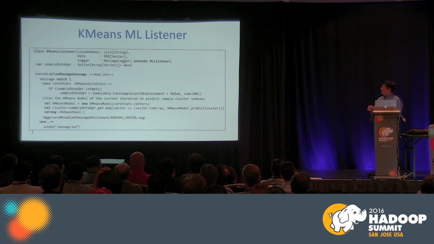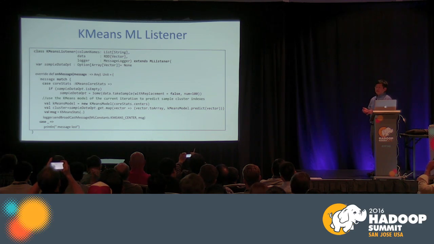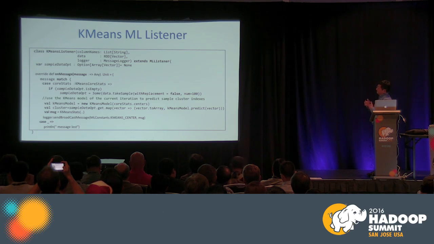So that takes care of the algorithm part. But for k-means, the ML listener is essentially a trait or interface, so the actual implementations of the listeners could each be different. In this case, I'm constructing the k-means ML listener.